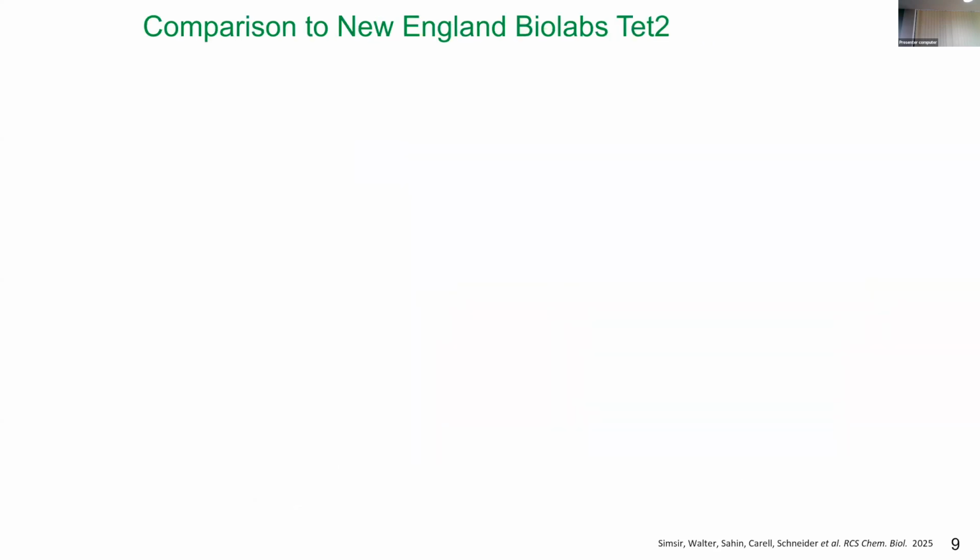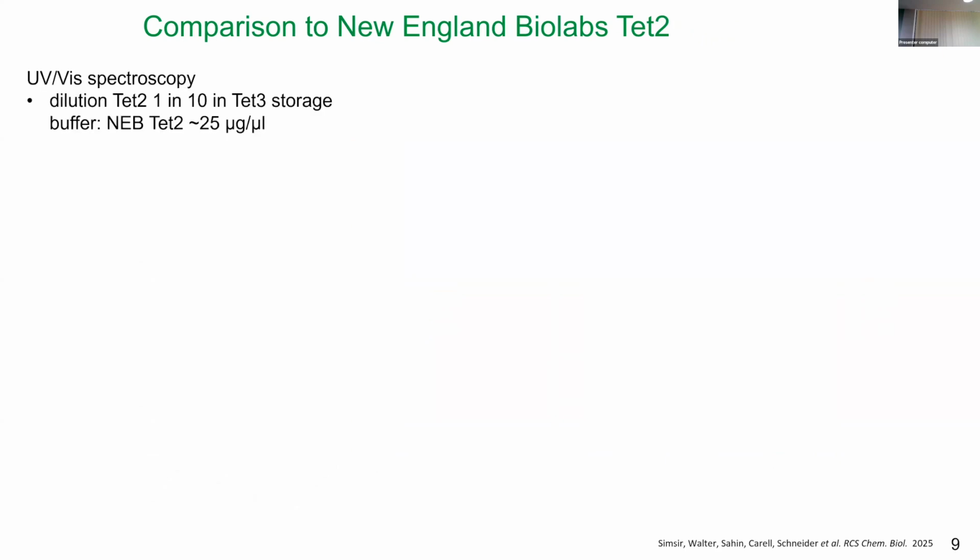We were then asked by the reviewer that we should compare it to commercially available Tet enzymes. So we got the Tet2 from New England Biolabs, which sells it in its enzymatic methyl sequencing kit. But of course, you don't know what the buffer is or what the concentration is. So first we set out to determine the concentration. Roughly, we can say the Tet2 in the NEB kit is at a concentration of 25 micrograms per microliter, and apparently it's also kind of a shortened version of some sort.